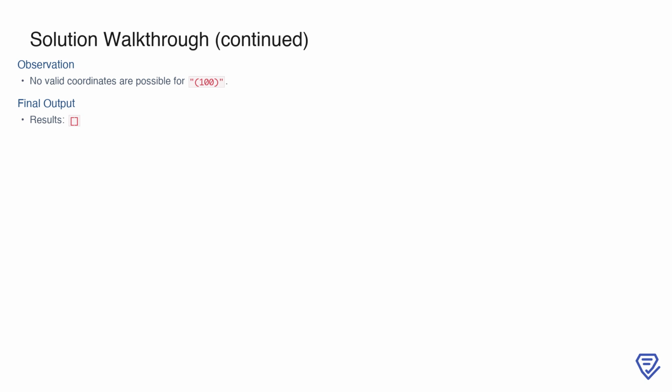Looking at the other split, where the left part is 10 and the right part is 0, we find similar issues. The right part 0 is invalid due to trailing zeros, leaving no valid combinations for this input. As a result, there are no valid coordinate pairs possible for the input 100. The final output for this example is an empty list, represented as [].